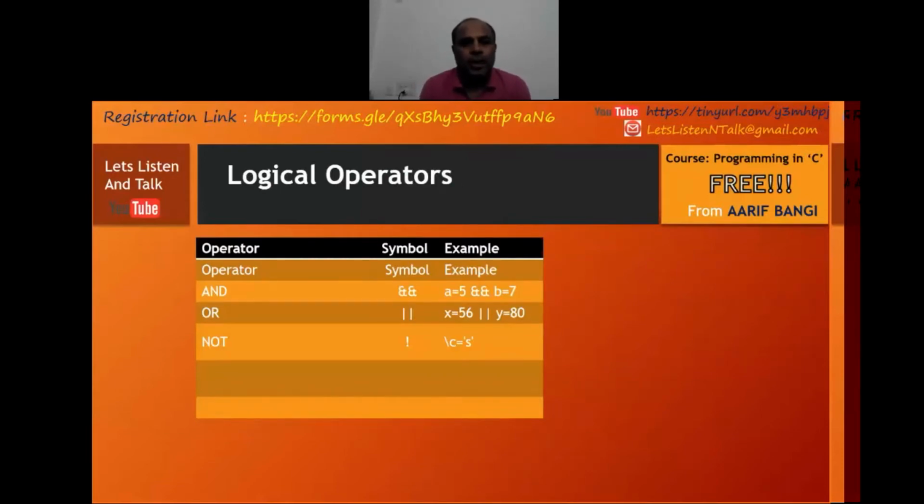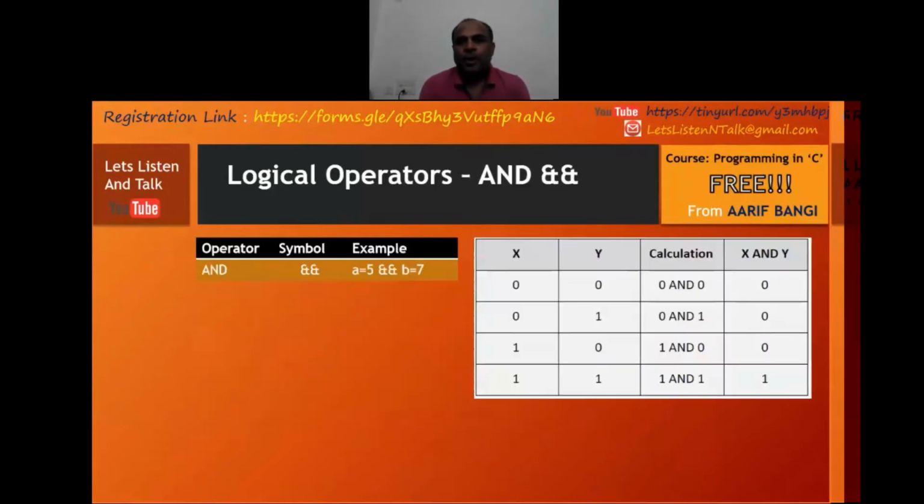In logical operators, as I explained, we have three major operators: AND, OR, and NOT. So how do they work? I'll just explain this. Let's start with AND.